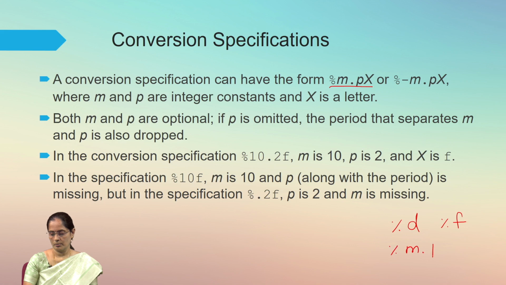%m.pf or %m.pd, where m and p are going to be integers. What m represents and what p represents, that we should know. If I give it as %10.2f, the m value will be 10 and the p value will be 2. So, this is how the general format needs to be mentioned. Now, we will see what m is, what p is.